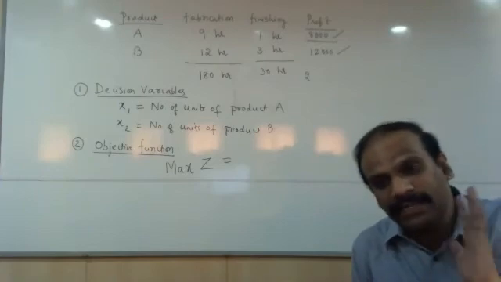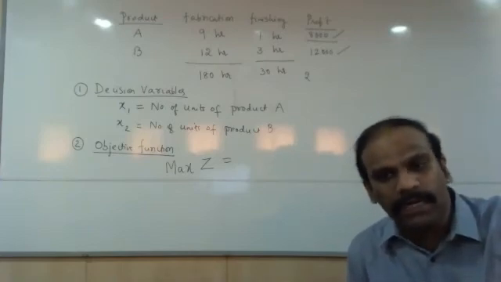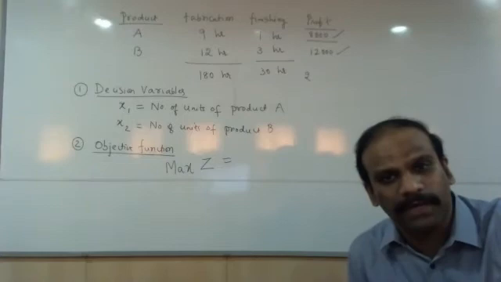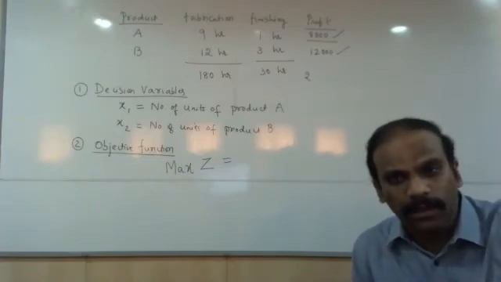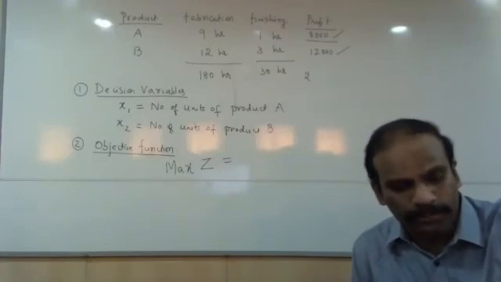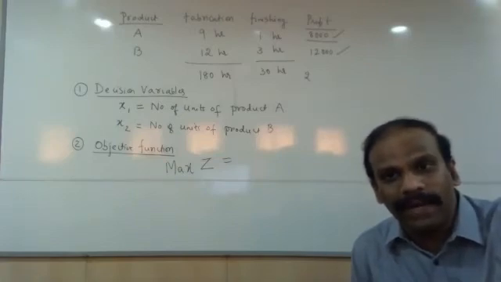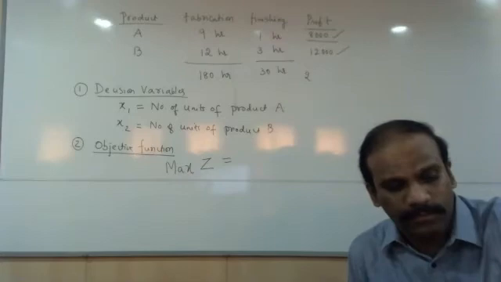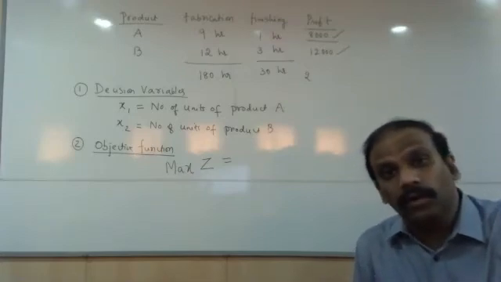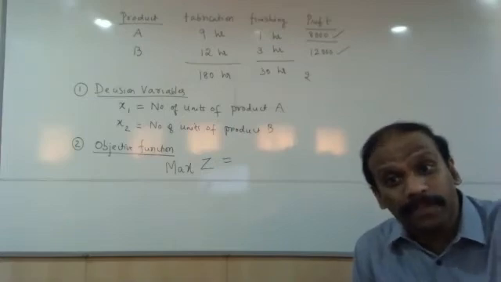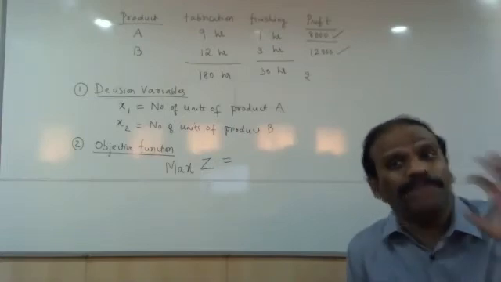What final answer am I expecting here? Can anybody tell me what is the final answer I'm expecting from this problem? The optimum number of units of A and B, sir. No. I am expecting the final answer of total profit.